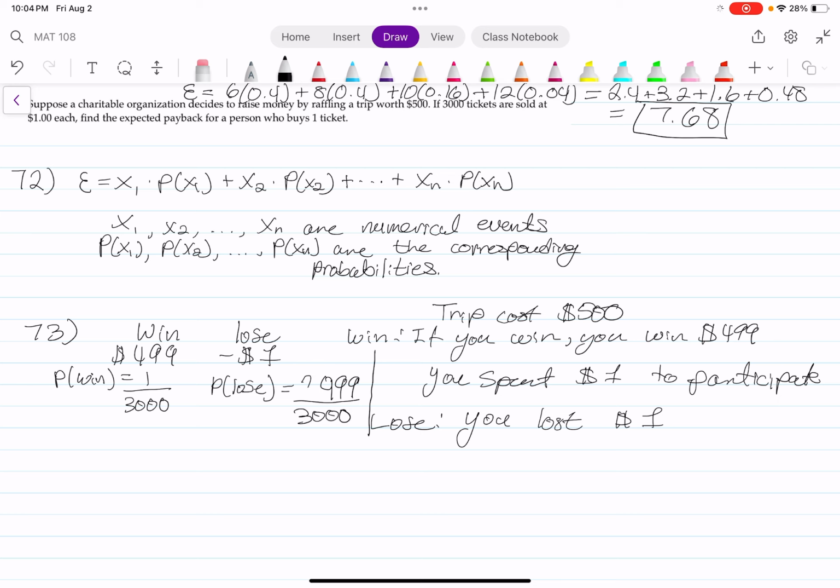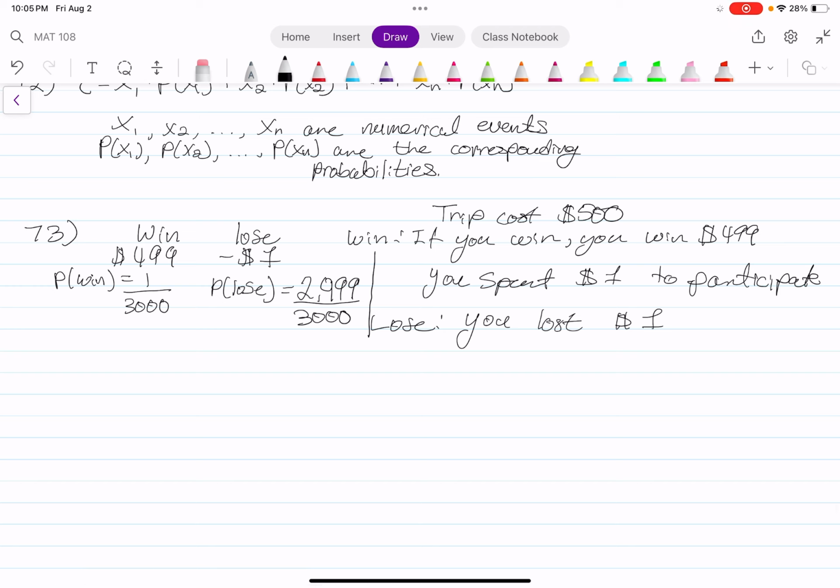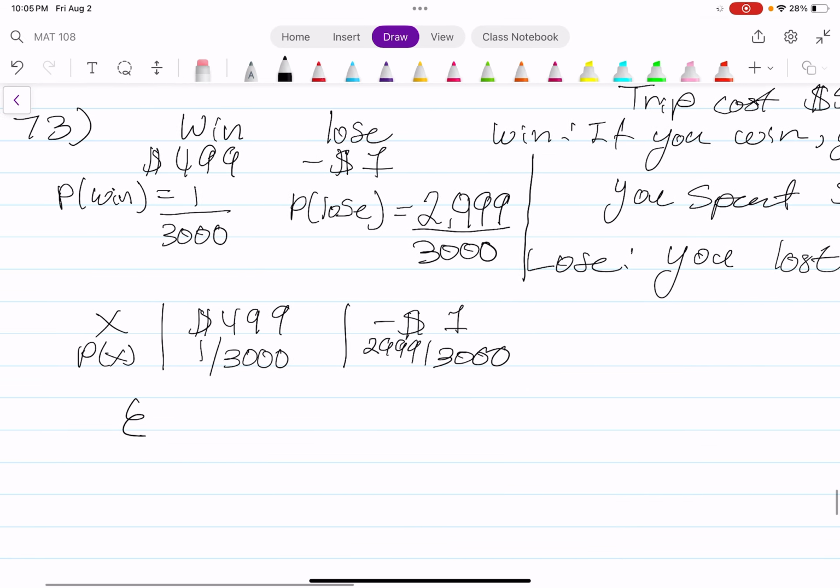So this is definitely, well, it's not even rigged. It's for charity. I take that back. So basically, let's organize our data. We have our X and our P of X. We have our winning amount, which is $499, and the probability of winning is 1 over 3,000. Then you have your losing, which is you lost $1, and the probability of that is 2,999 over 3,000.